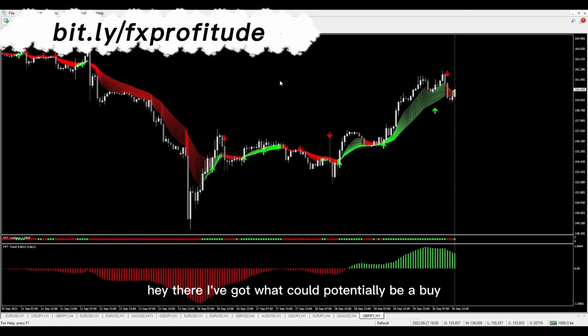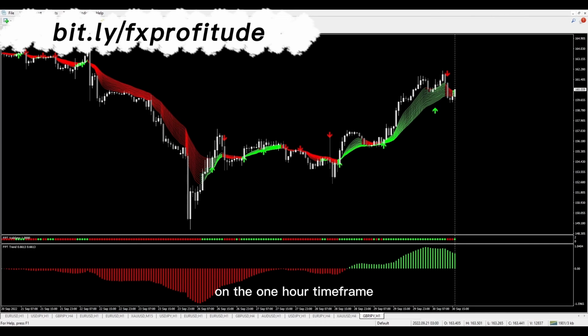Hey there, I've got what could potentially be a buy trade setting up on the pound Japanese yen on the 1 hour time frame. Now the array is moving upwards and is green. The validator dots below are also green, and the trend indicator is green, telling us that we are only looking for buy trades. With the array being up, we are looking for this pullback into the array, turning some, or in this case, all of the array lines red.